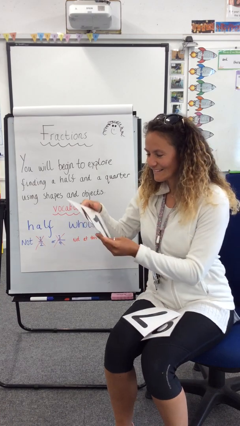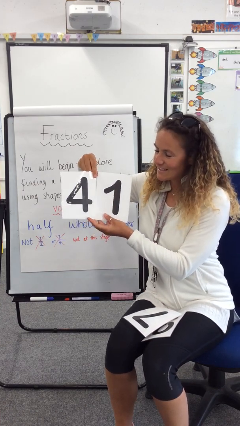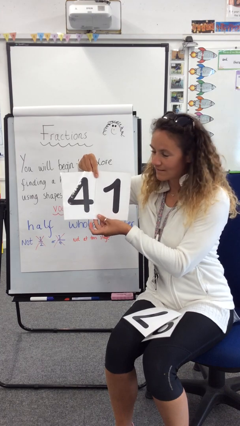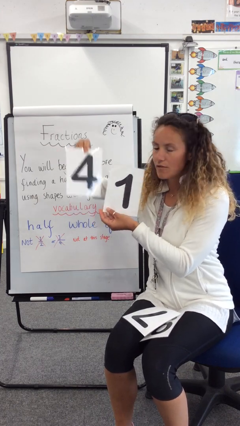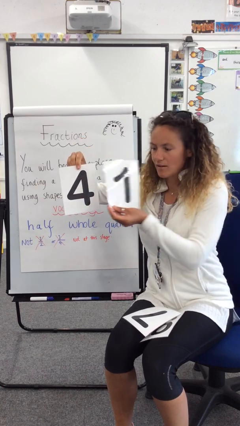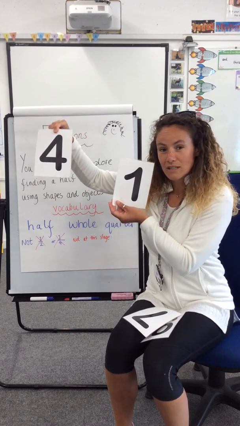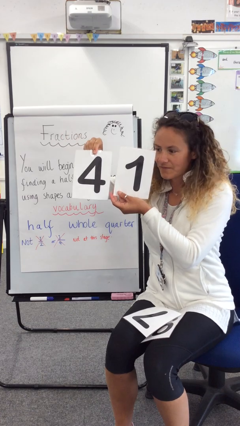Oh, it's a tricky one. It's the digit 41. How do I know that? Well, of course I use my place value. 4 tens and 1 one. 4 tens are 40 and 1 one, 41.